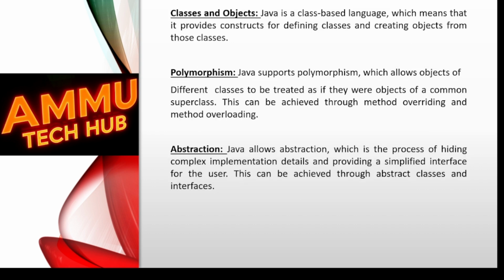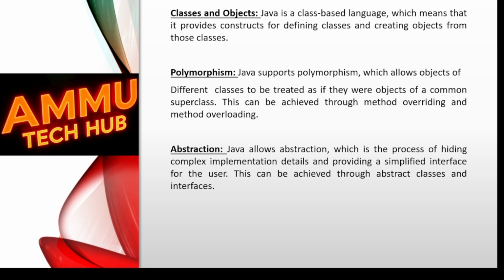Classes and objects. Java is a class-based language, which means that it provides constructs for defining classes and creating objects from those classes. Polymorphism. Java supports polymorphism, which allows objects of different classes to be treated as if they were objects of a common superclass. This can be achieved through method overriding and method overloading.